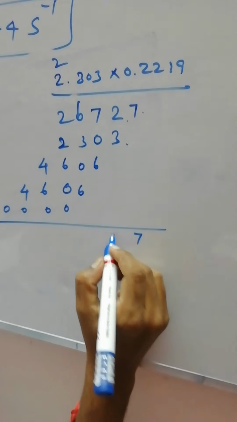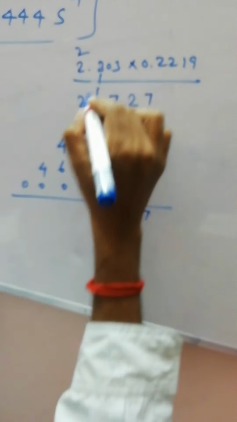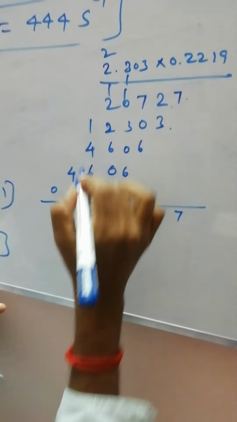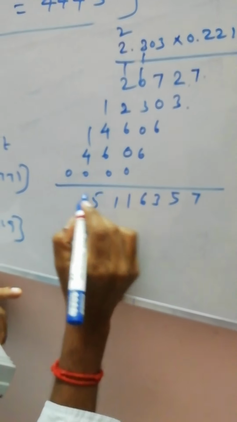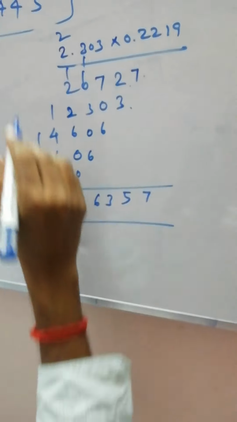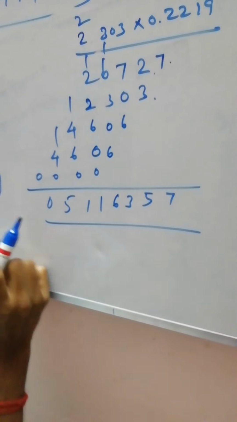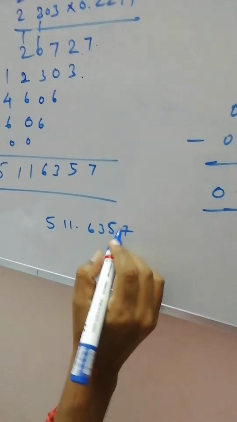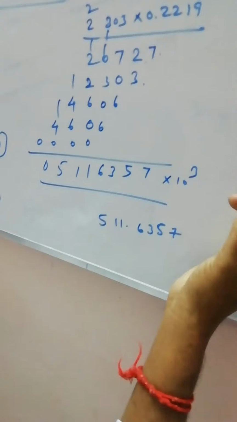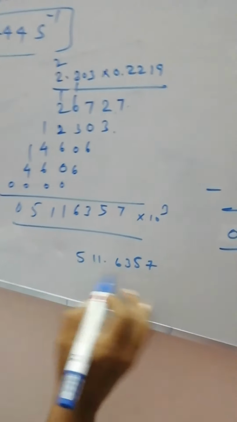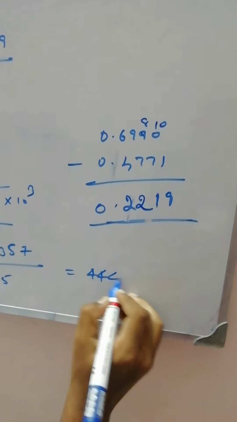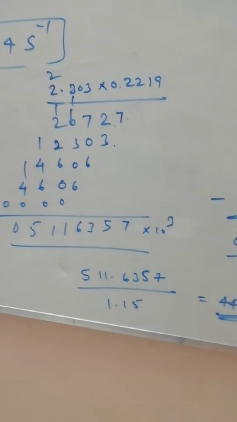So this is like this, but it is not 2.3, it is 2303. So it will be 511.6357 because into 10 to the power 3. So put the 2.3 like that and you will get this value. Divided by 1.15, which is equal to 444. Now it is correct. Okay, I will move to the next problem.